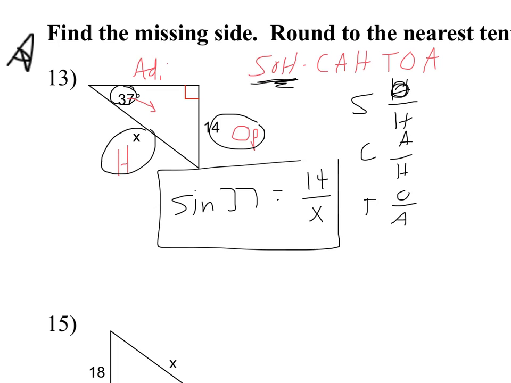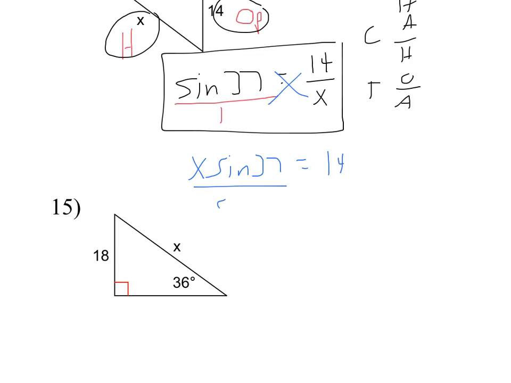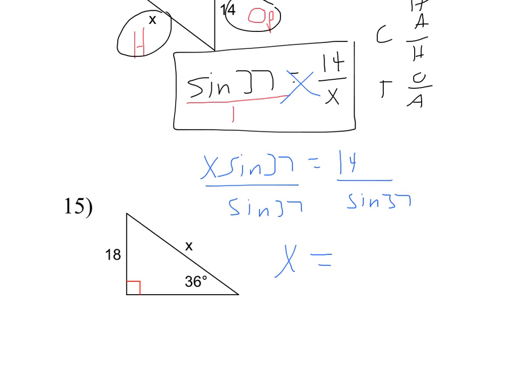So here is our equation. I recommend that you always put the trig function over 1 and then just cross multiply, and you're less likely to make mistakes. So I have x times the sine of 37 equals 14 times 1, which is 14. Divide both sides by sine 37. Remember, that is one thing. It represents a decimal. And x will equal 14 divided by sine of 37, which when rounded to the nearest tenth, or one decimal place, is 23.3.